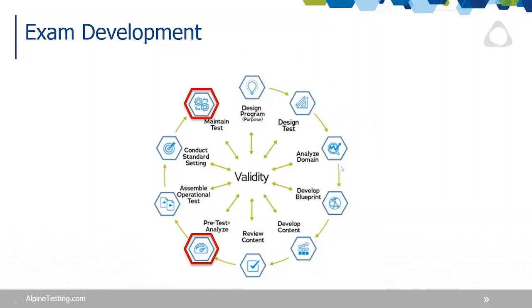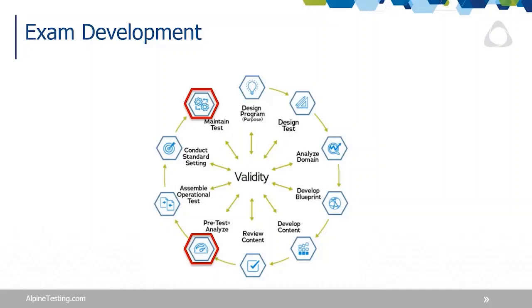I'm not going to go into all these different pieces, but this should look similar to the process that you take in your own program, where you go from designing a test all the way to perhaps doing a job analysis and to developing the blueprint and the content. And then I have this red, and I'll talk about that in a moment. Pre-testing, creating your forms, doing a standard setting, and maintaining the test. All parts of these processes contribute to the validity of an exam.